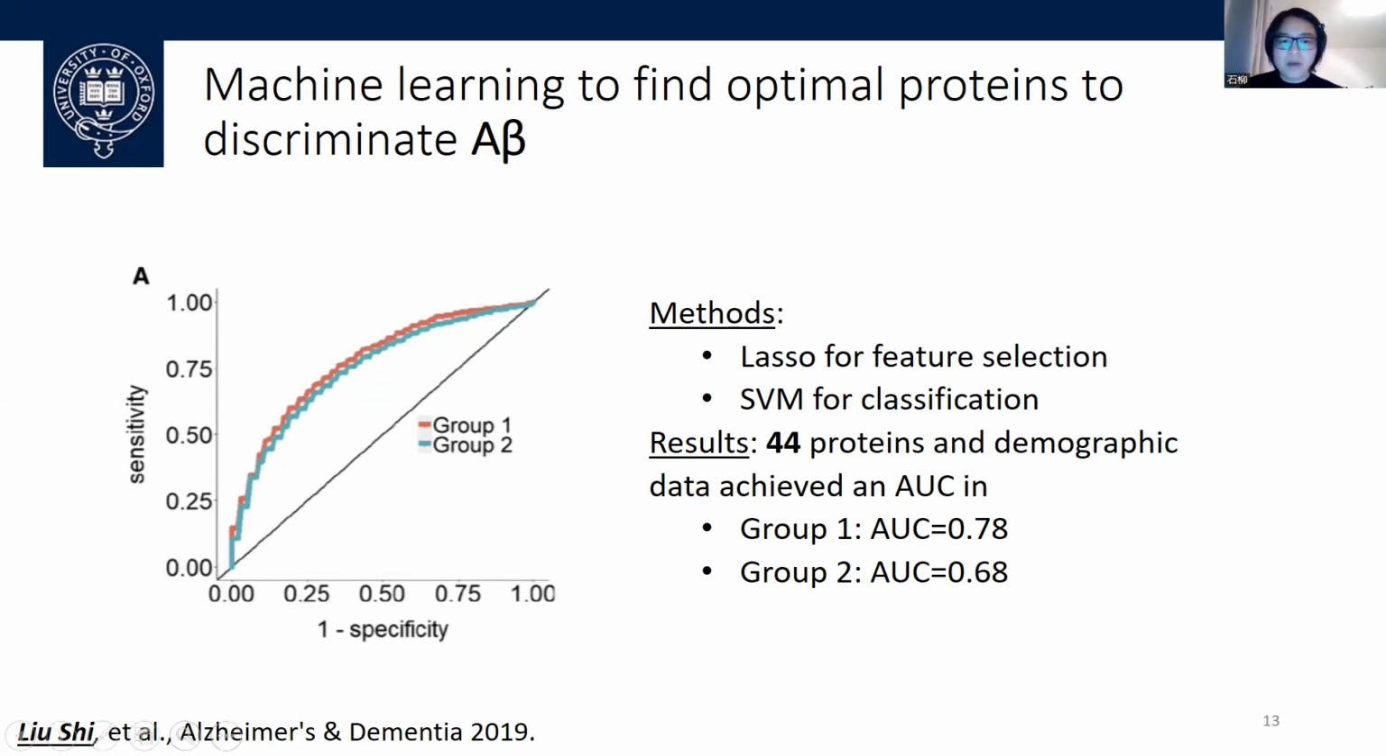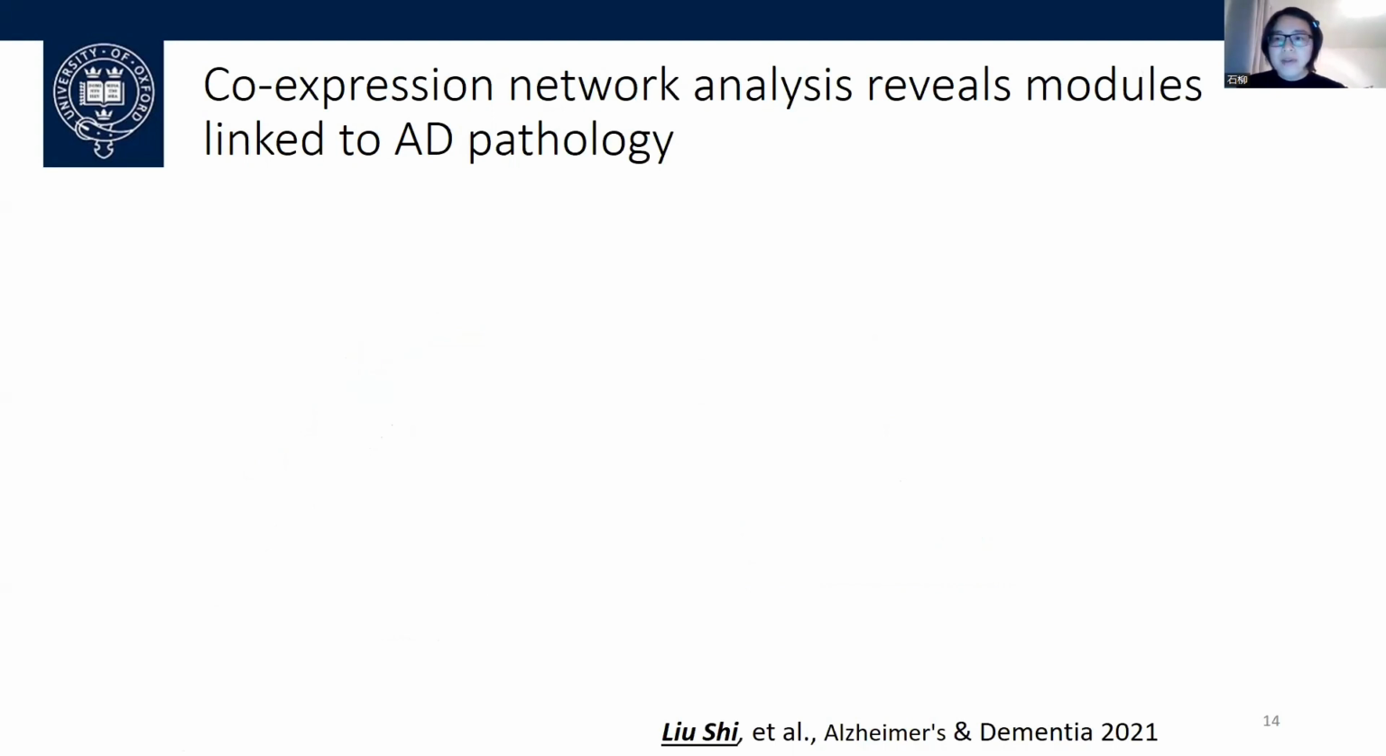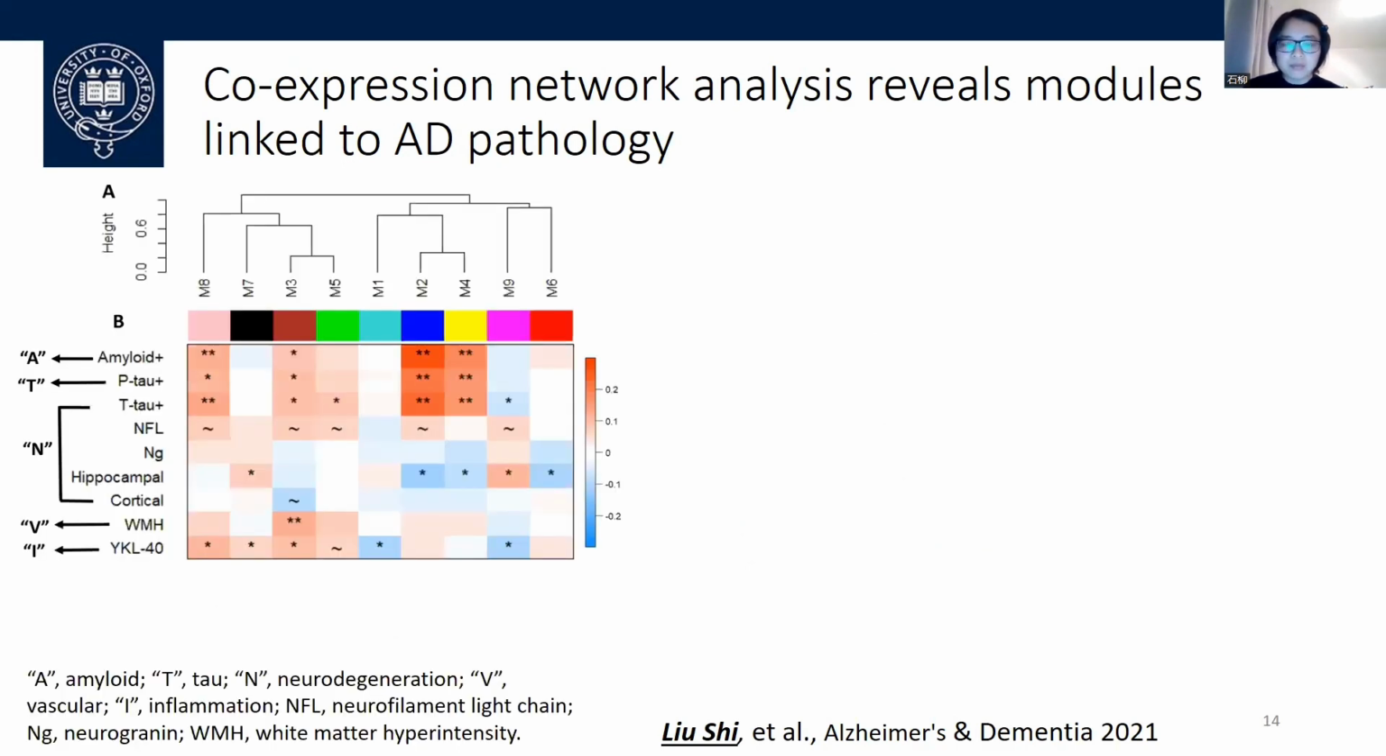So all these results were published in Alzheimer's & Dementia in 2019. If you are interested, you can check more details in this paper. Apart from machine learning, we also used co-expression network analysis to find the protein modules linked to AD pathology. Co-expression network analysis means that we classified proteins based on their correlation with each other into different clusters.